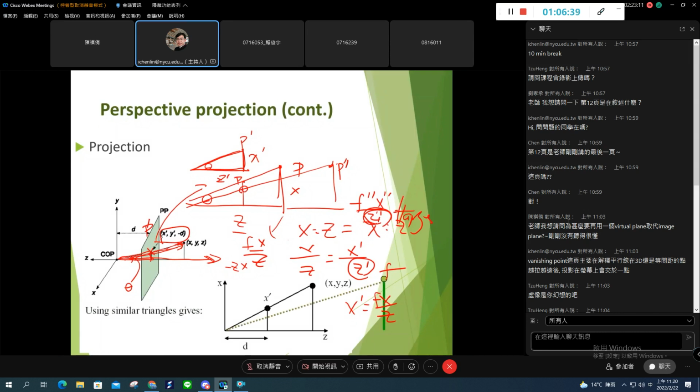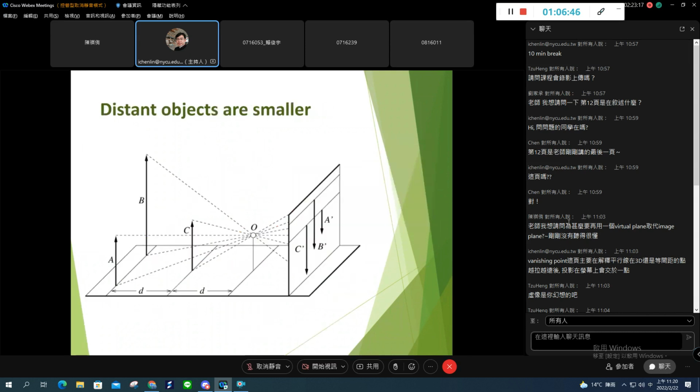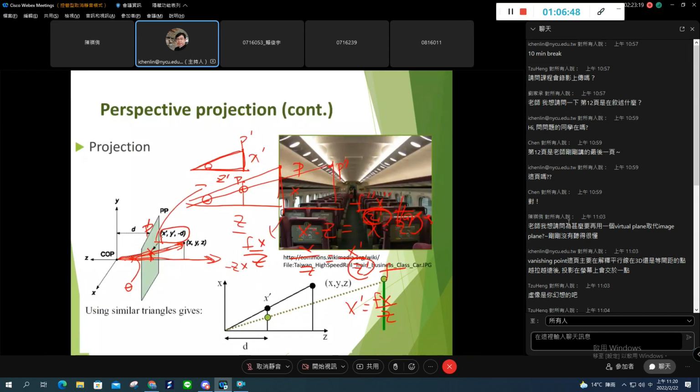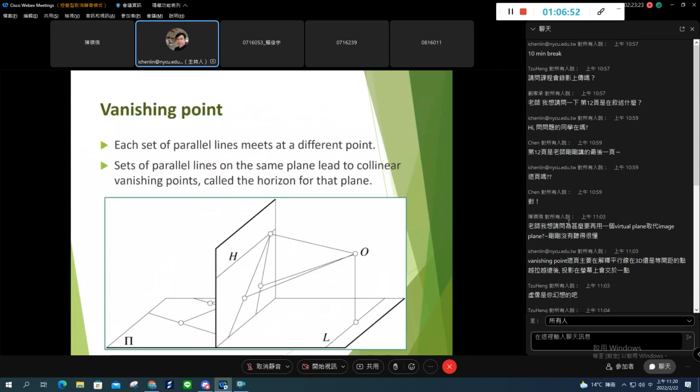But if you have a problem, we can still discuss in Chinese after the class or during a break. The perspective projection is a simple idea, but quite useful. It is popularly applicable in computer graphics and the computer vision field.